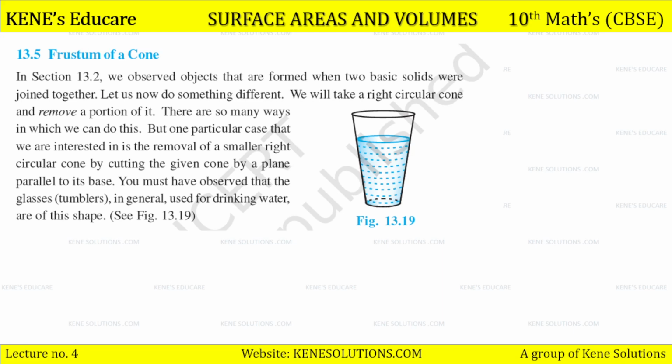Let us now do something different. We will take a right circular cone and remove a portion of it. Okay, so we took a cone here and cut a portion of it from here. So if this is the cone, we cut this portion, and the shape that remains here is what we call a frustum.